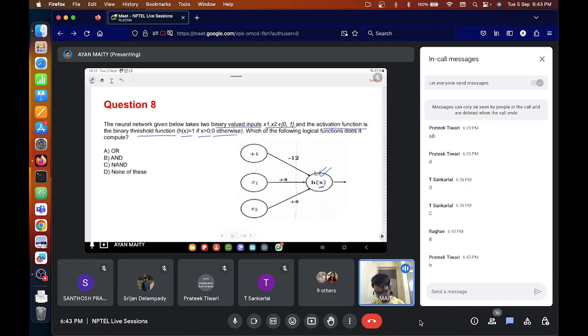Which of the following logical functions does it compute? The weights are given here, minus 12, plus 8, plus 8. This is the bias term, plus 1. Then OR and NAND, these are the four options here. So which logical function or logic gate does it compute?